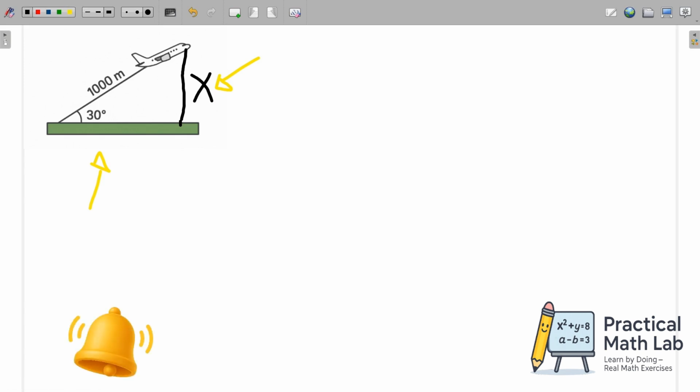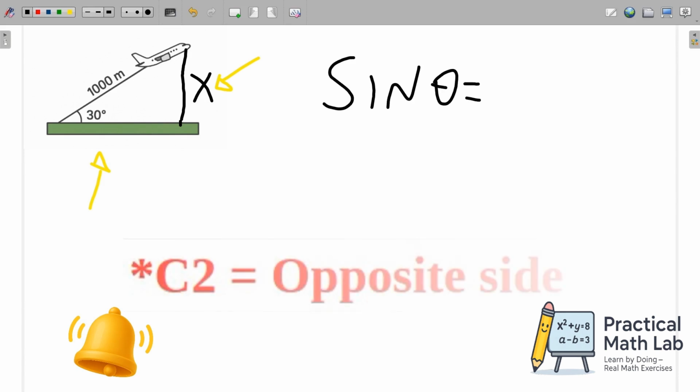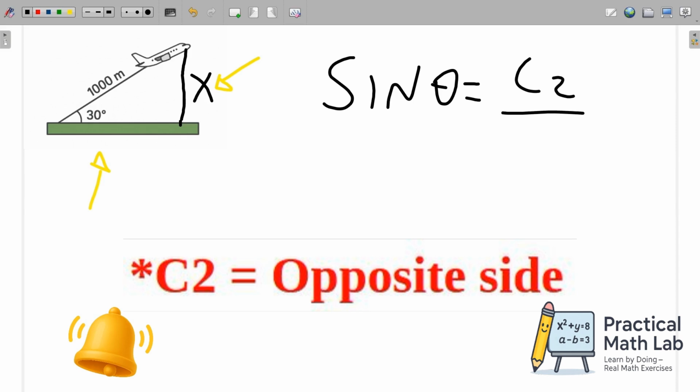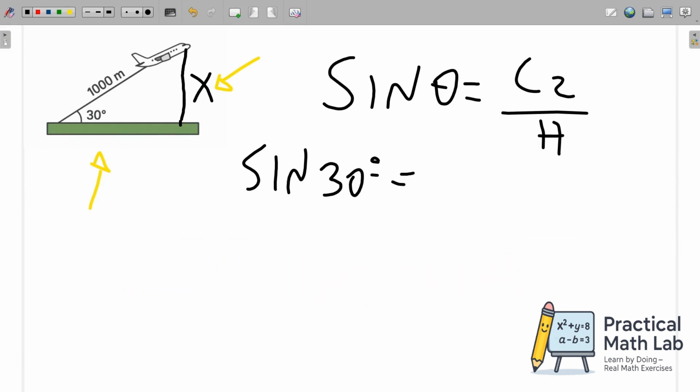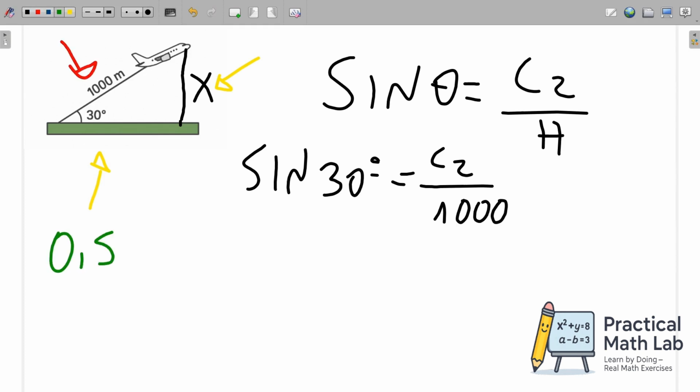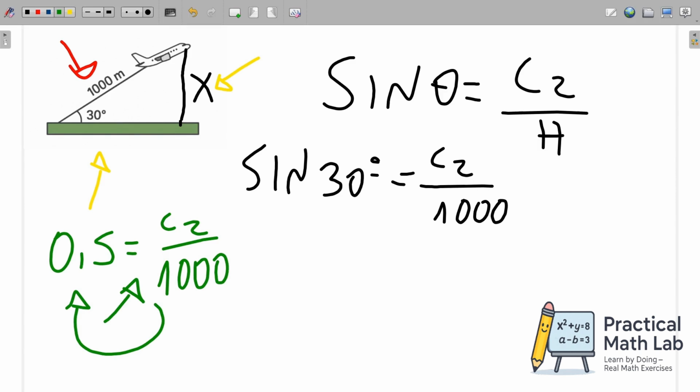To find the value of the opposite side, we can use the sine formula, which is equal to the opposite side over the hypotenuse. The sine of 30 degrees is equal to the opposite side over 1,000, because the hypotenuse is 1,000 meters. The sine of 30 is 0.5, which is equal to the opposite side over 1,000. Since this is a division, it will move to the other side as a multiplication. So it will be 0.5 times 1,000 equals the opposite side.